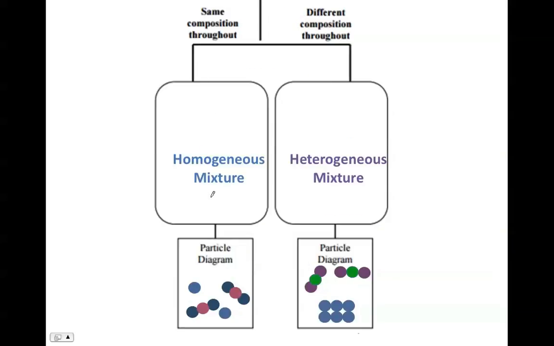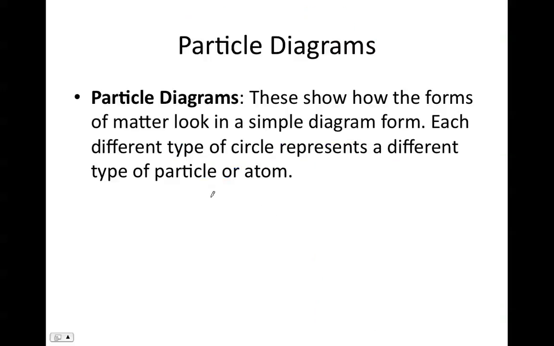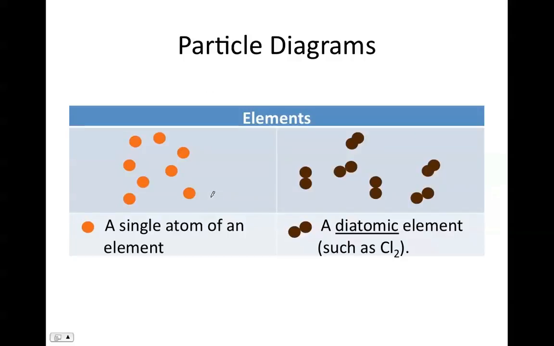We also can show particle diagrams for these mixtures, and we'll talk about how to distinguish them within those diagrams. These particle diagrams that I've mentioned, that you've drawn, show how the forms of matter look in a simple diagram form. Each different type of circle represents a different type of particle or atom. So we're first going to start off with an element.